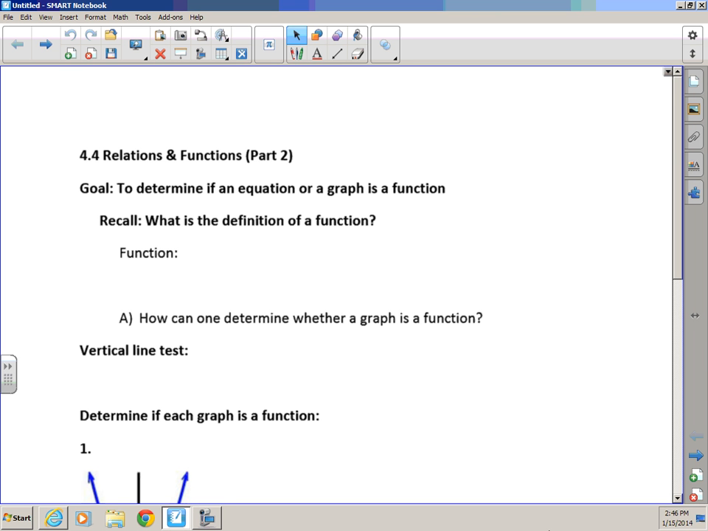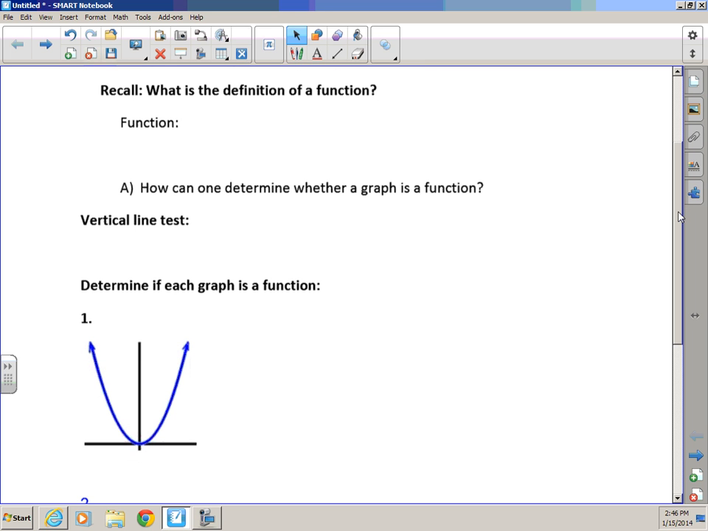So today is the second part of our lesson on relations and functions. If you remember 2 days ago, our lesson involved determining if a set of ordered pairs was a function or not. What failed that test was the situation where we had an item in the domain, an input or an x value, that had more than one corresponding y value, range, or output. Today, we're going to analyze if a graph and then if an equation is a function.